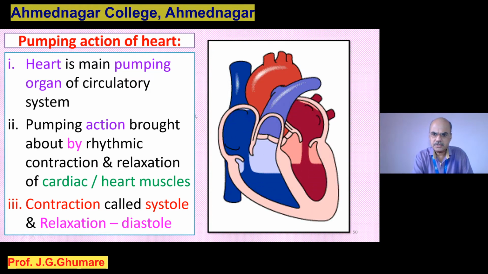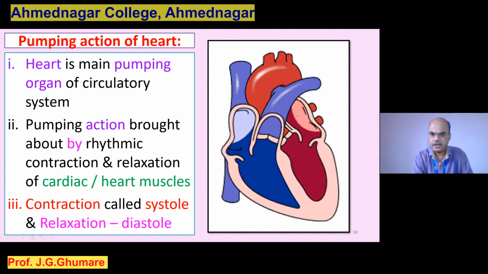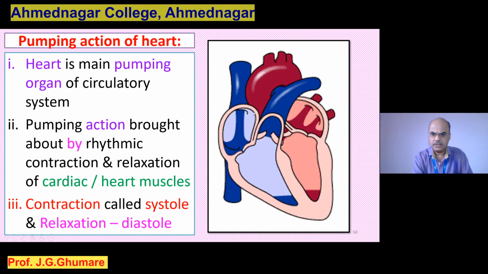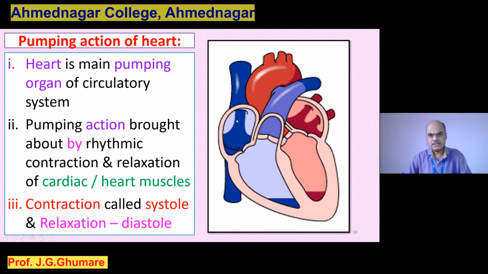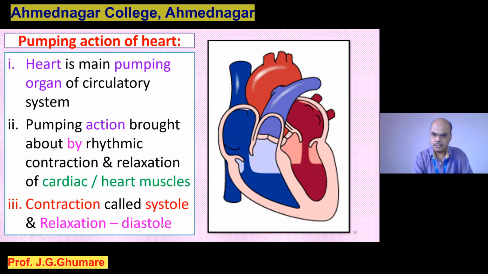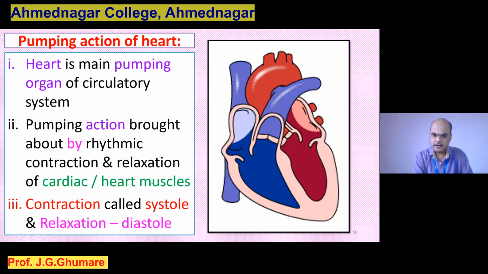Now here I am showing the upper chambers, they are called atria, and the lower chambers are called ventricles. You can see here how the atria show contraction. Then we have a contraction of the ventricles. And then we have a relaxation of all these. This will complete one cycle. We are going to study what this cycle is called. But remember, contraction is called systole and relaxation is called diastole. I'll repeat, contraction of the heart is called systole and relaxation of the heart is called diastole.